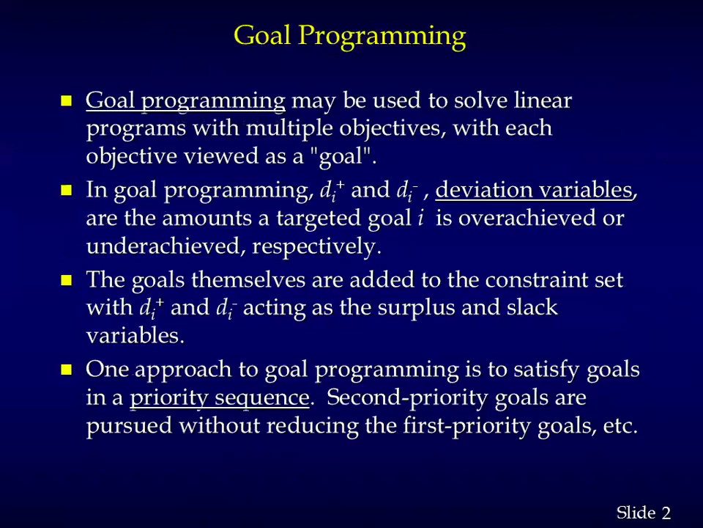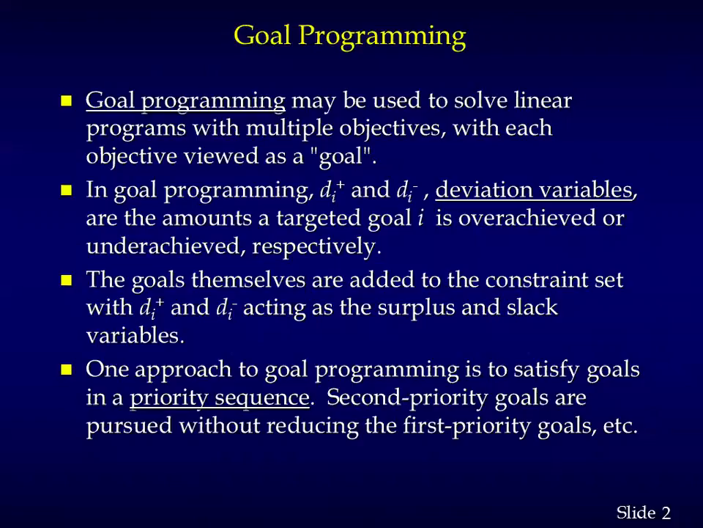So goal programming may be used to solve linear programs with multiple objectives, with each objective viewed as a goal. The idea here is, when we have multiple objectives, the objectives become constraints. So we embed those objectives into constraints, and then we get what are called deviational variables. What we do is, we have our objective and we set it equal to a target. The positive deviational variable means overachievement of the target. The negative deviational variable means underachievement of the target.